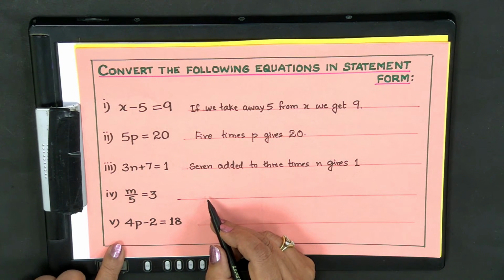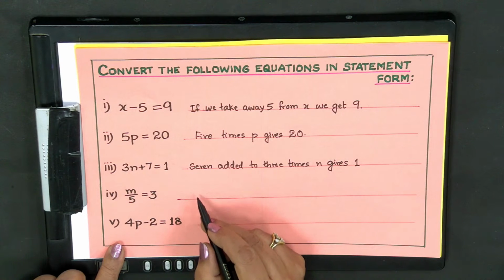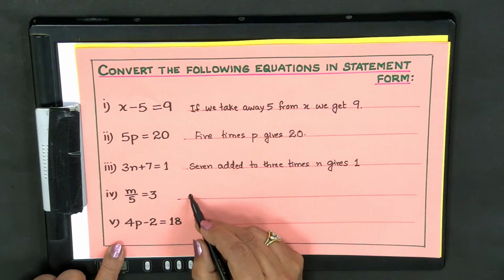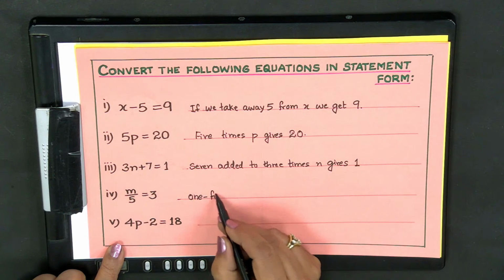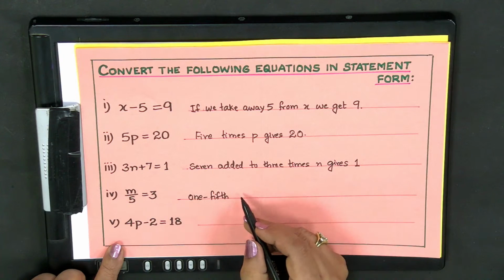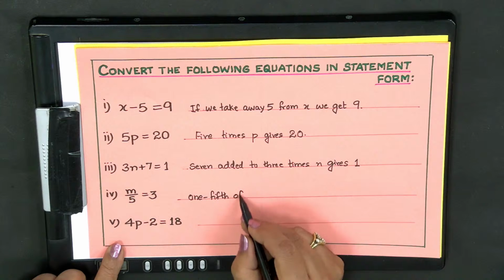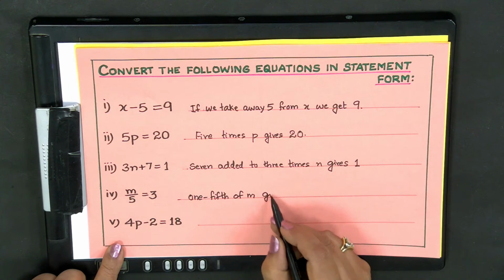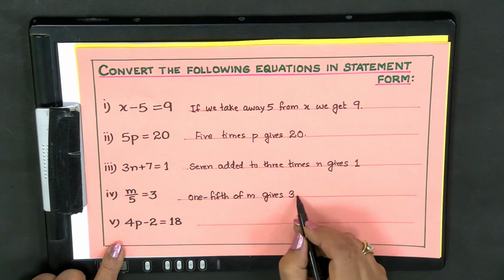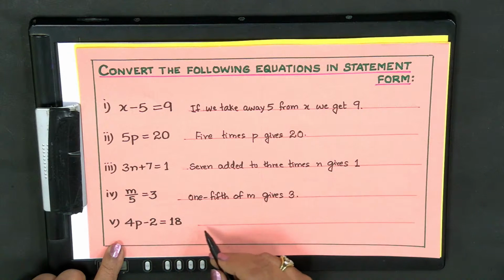m upon 5 is equal to 3. Shall I write m divided by 5 would give us 3? Yes. I could also write, Simranji, 1/5 of m, because sometimes children may get confused in the class. In the books it is written 1/5 of m gives 3. That's correct.